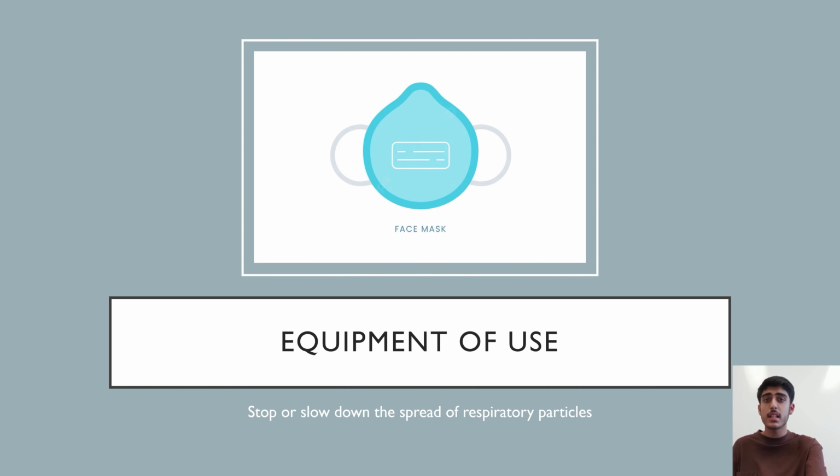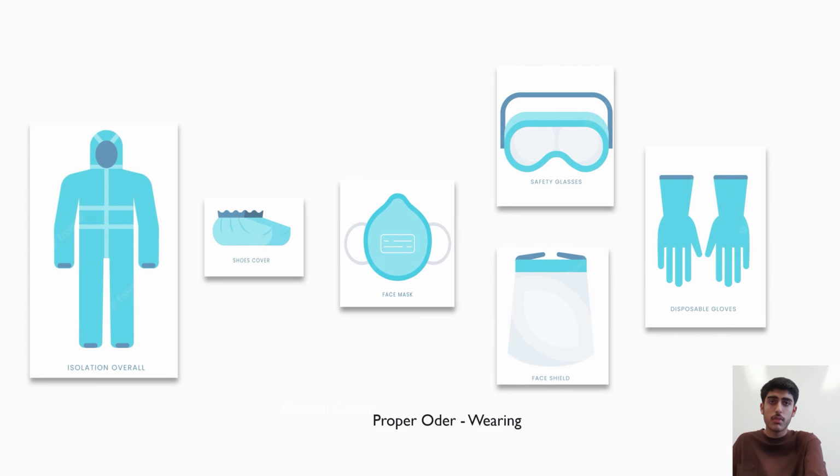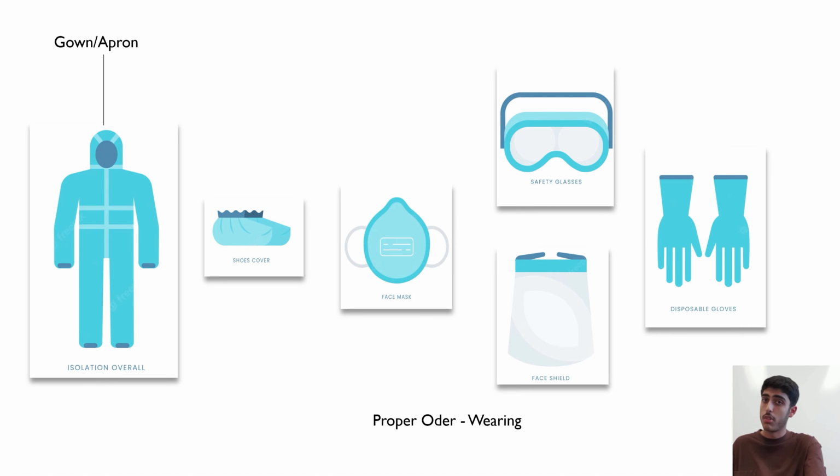Now, you know the basic equipment, in what order should you wear them? Well, first comes the gown or apron, or the cover overall. Next up, your hair cover, if worn, or the shoe cover. After that, the specialized mask, and at the end, your gloves. Don't forget to wash your hands.